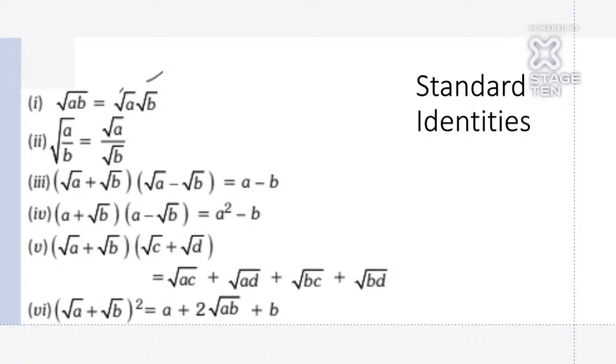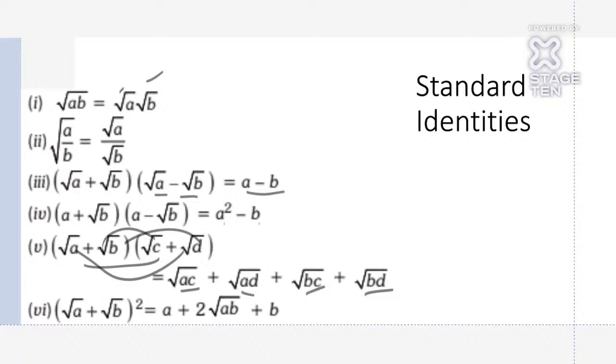Root A plus root B whole, multiplied by root A minus root B. The roots get cancelled, so I always get A minus B. That is, root A plus root B times root A minus root B gives me A minus B because the roots get cancelled. Now root A plus root B multiplied by root C plus root D. What will happen? Roots will not get cancelled out. I'll get root AC plus root AD plus root BC plus root BD. So we will match it like this, like this, like this, like this.